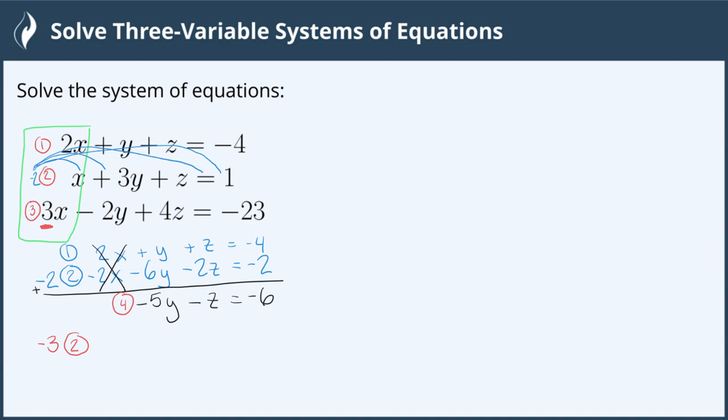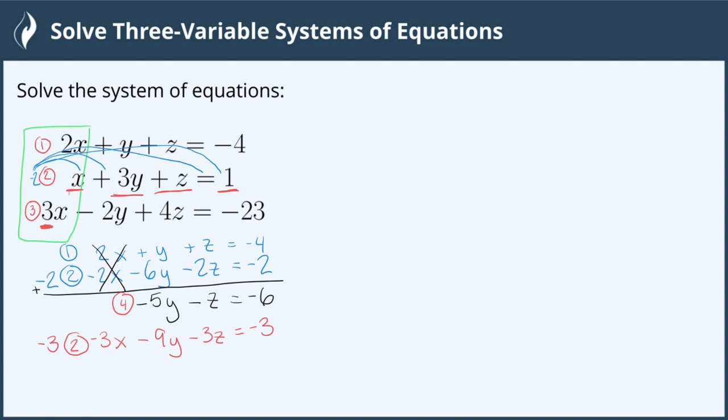So using the distributive property, like we did before, negative 3 times the first term gives me negative 3x. This is the first term here. Then I need negative 3 times the second term, giving me negative 9y. Negative 3 times the third term gives me minus 3z. And again, don't forget, we need to multiply the right side of the equation as well. And negative 3 times 1 is negative 3.